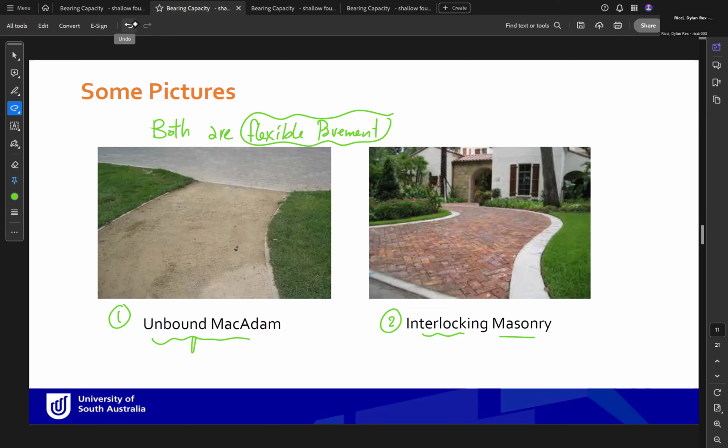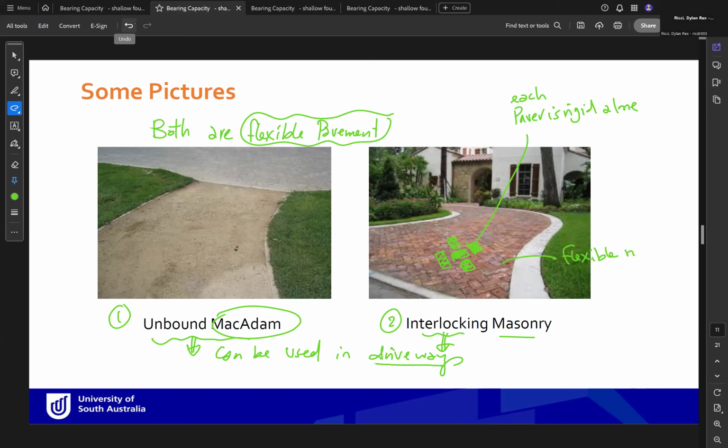This one as well can be used in driveways, and this is actually the name of the person who first invented this type of road. Even in this type, the interlocking masonry, even this paver is rigid, but they are working separately. That's why this type of pavement is flexible pavement, not rigid pavement.